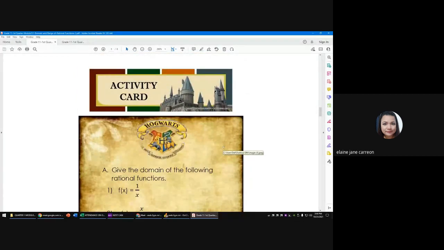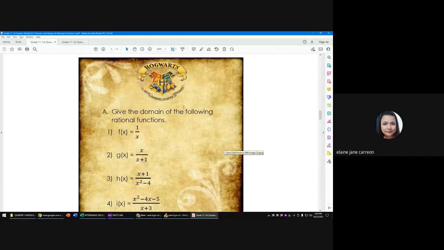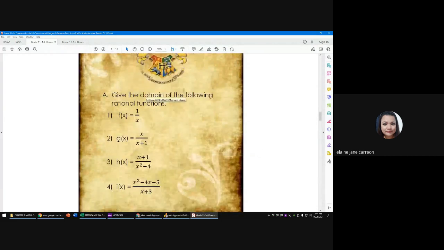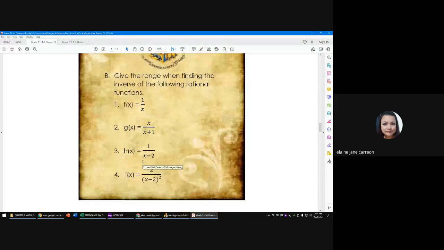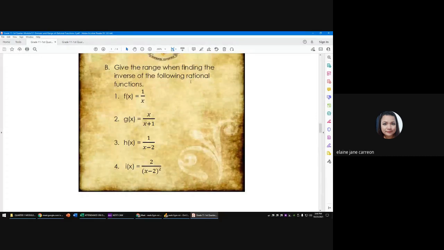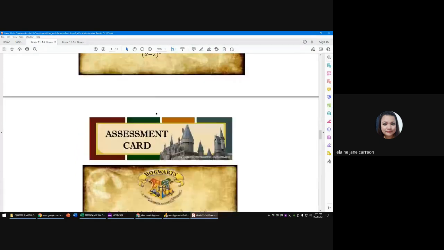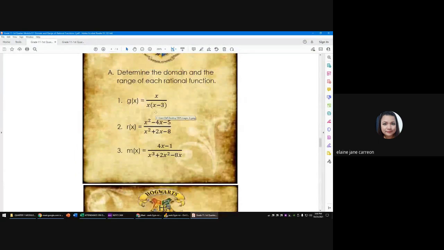Okay, ulitin ko, ang sasagutin lang ay activity card, letter A and letter B. So, sa letter A, give the domain of the rational functions. Bibigay nyo lang yung domain. Sa letter B, you're just going to give the range of the rational function. Isa-solve nyo syempre pati yung inverse. Okay? So, activity card lang, hindi kasama yung assessment. Kasi isa-solve natin ngayon si assessment.